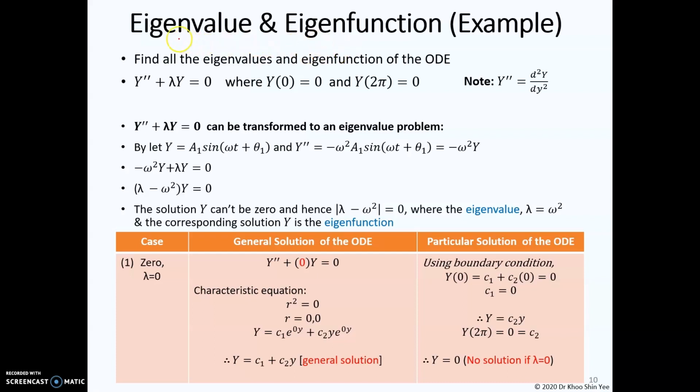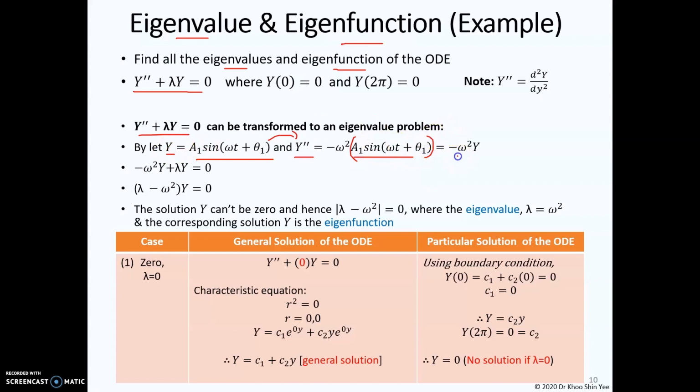Let's try with more examples on the eigenvalue and eigenfunction. We are going to find all the eigenvalues and eigenfunctions for this ODE. For this ODE, we can assume the solution to be a sinusoidal wave. After you differentiate twice, you should obtain y double prime equal to this. And you see this term is exactly the same as y here.